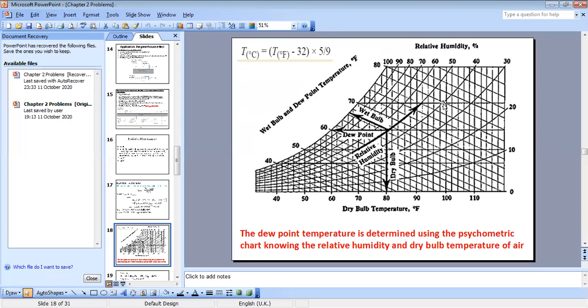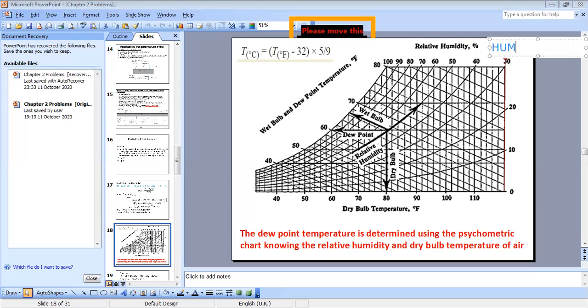So for a certain point, if you determine, for example, two of the properties, you can find all of the other properties. Let us see how to deal with this chart. First, for this axis, your variable is called the humidity ratio. What do we mean by the humidity ratio? Any idea? What is the humidity ratio?